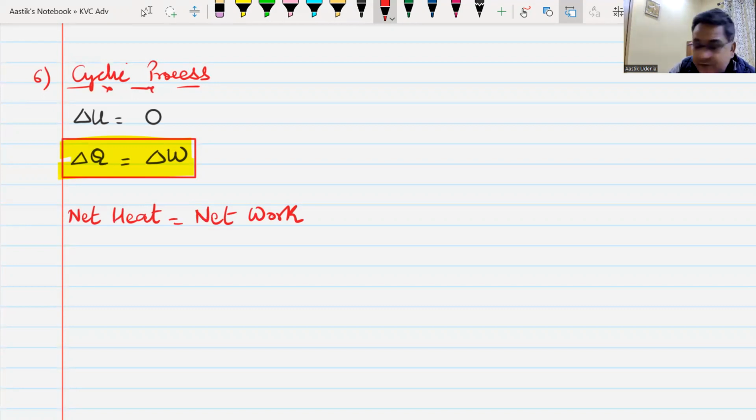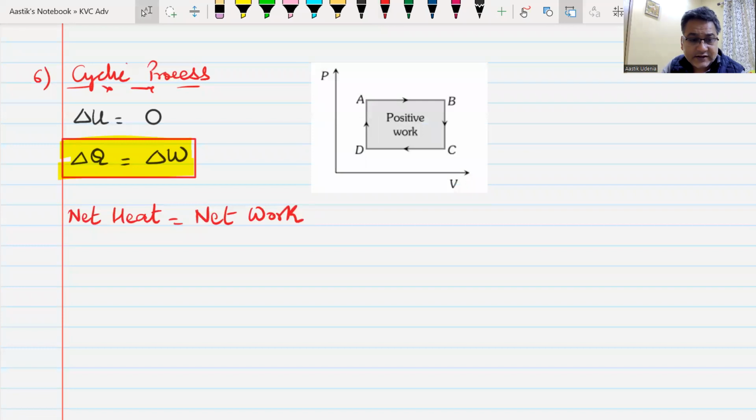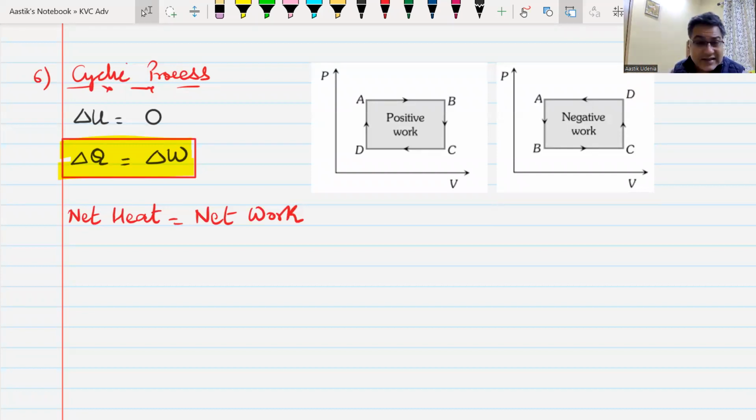Yes, sir. Now, when we talk about work, you must remember that if this is a clockwise cycle, the work done would be positive, and if it is an anti-clockwise cycle, the work done would be negative. Do we understand this? Understood, sir. If it is a clockwise cycle, it has to be positive work, and work is the area in between the graph. If it is an anti-clockwise cycle, it is negative work.